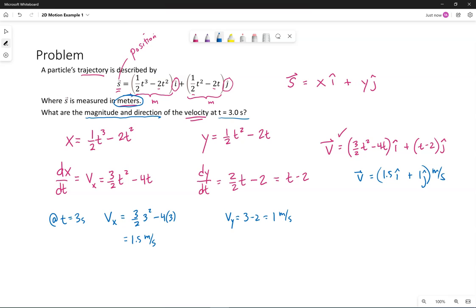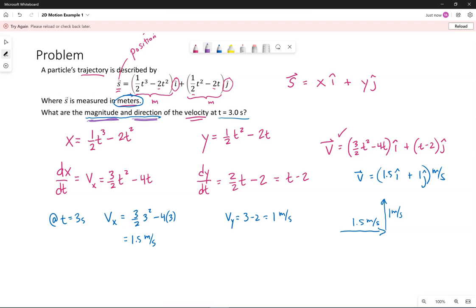But we're not done because this is giving us specifically the components. What this means is the velocity has a component in the positive x direction of 1.5 meters per second, and then a component in the y direction of 1 meter per second. Remember, the terminology magnitude and direction always refer to the length of the hypotenuse. So the magnitude of the velocity vector is the speed. So we want to know the length of the hypotenuse. Direction refers to an angle.